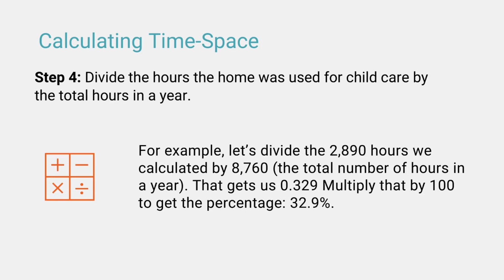Step 4. Divide the hours your home was used for childcare by the total hours in a year. For example, let's divide the 2,890 hours we calculated by 8,760, the total number of hours in a year. That gets us 0.329. Multiply that by 100 to get the percentage. 32.9%.